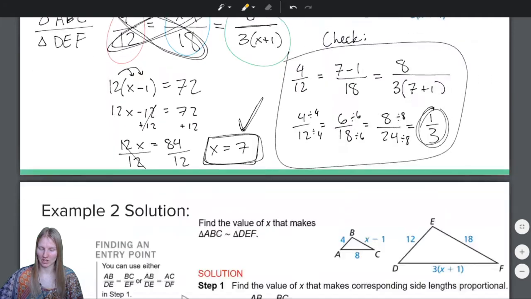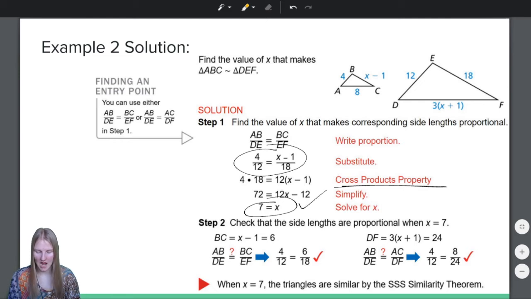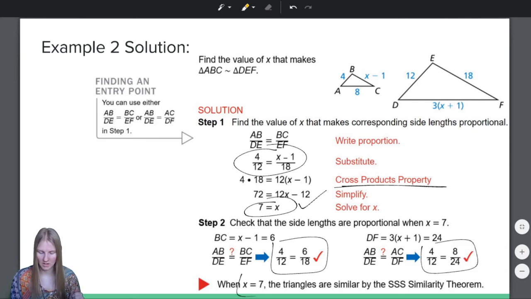Wonderful. Let's check and see if we were correct. 4/12 equals x minus 1 over 18. Cross multiply and simplify and solve, x equals 7. And then we check. 4/12 equals 6/18. 4/12 equals 8/24. So when x equals 7, the triangles are similar.